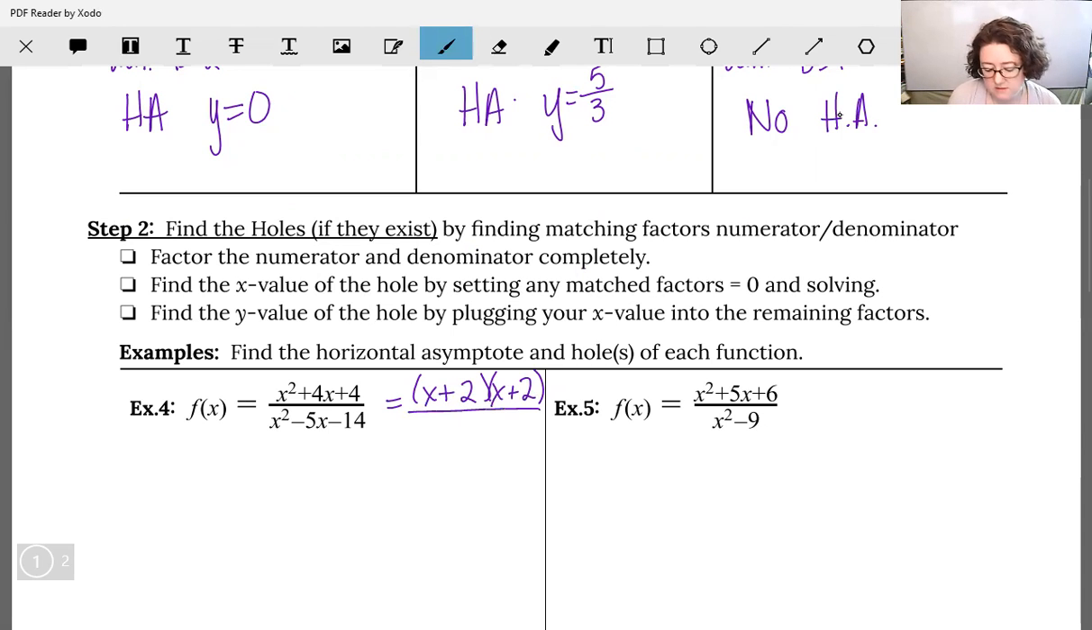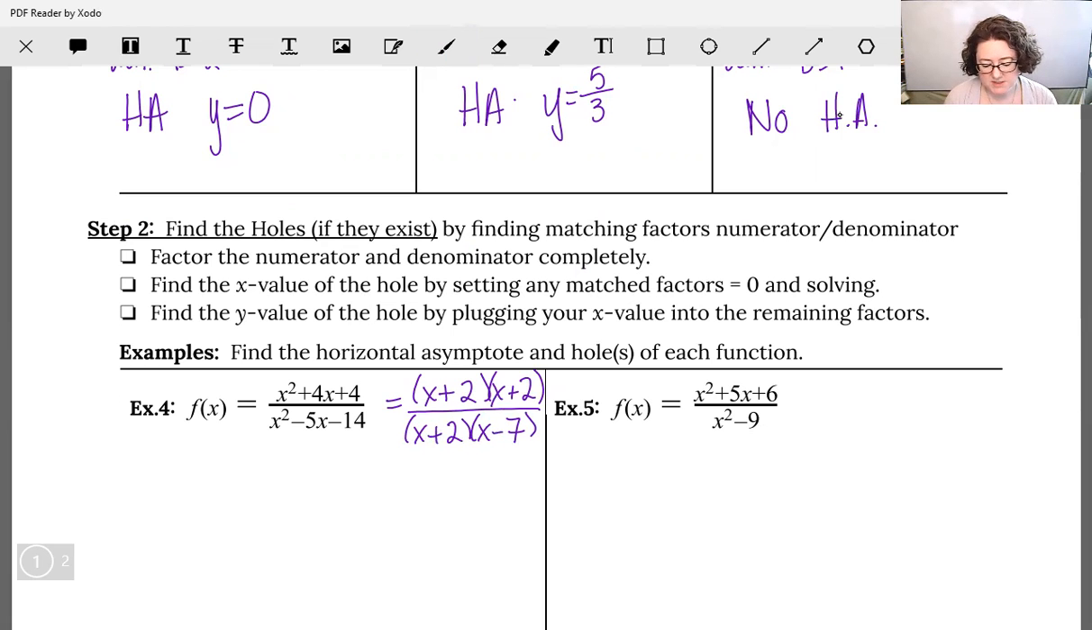Our denominator, again, no leading coefficient, so we both have x's there. For 14, we could do 2 times 7. To make that a negative 14, one has to be positive, one has to be negative. And to make the negative 5, we would have a positive 2 and a negative 7.